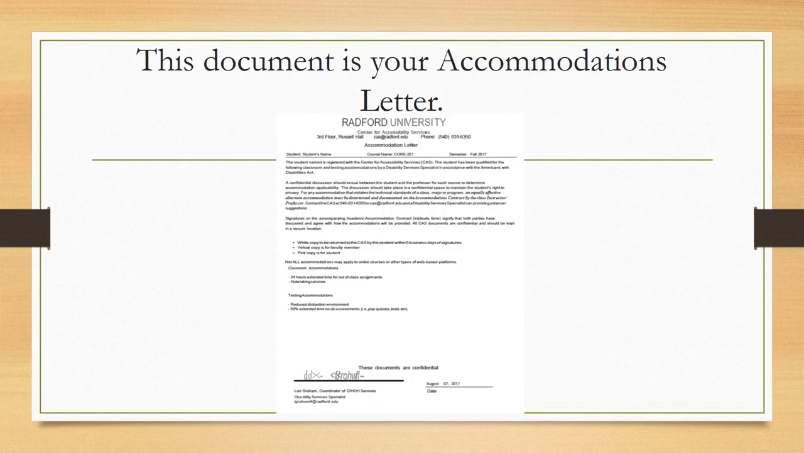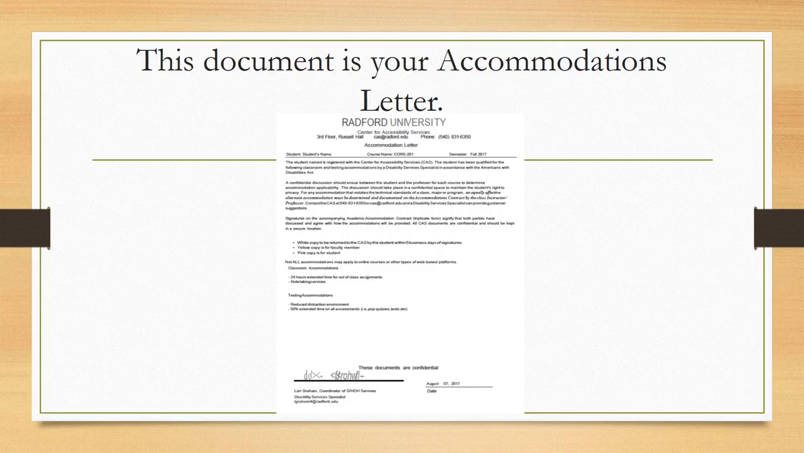This document is your accommodations letter. You should have one letter for each course in which you have requested accommodations. The letter contains a standard agreement at the top, followed by a list of accommodations at the bottom. The name and signature of your disability service specialist is located at the bottom left of the letter. The only difference between each letter is the course name listed at the top. Make sure to take the corresponding letter to each professor.